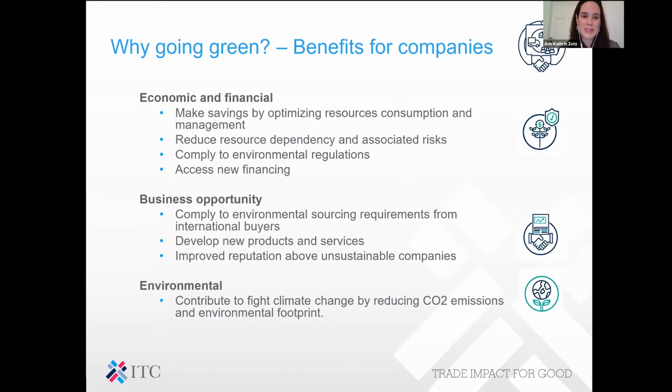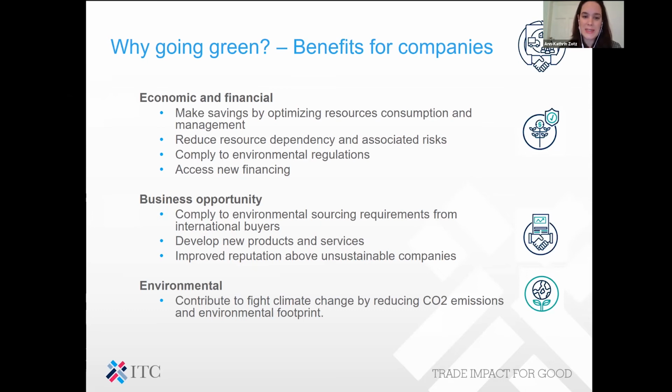Why going green? As I said, we want to really establish the business case for going green, and the benefits lie within 3 different areas. So firstly, of course, savings can be made by optimizing resource consumption and also better managing resources. The resource dependency is being reduced. I mean, in many factories, we have seen a large dependency on, for example, boreholes for water, or an electricity grid which might be failing. And hence, when the resources are better managed, that dependency on perhaps unreliable sources can reduce the associated risks. Then, of course, compliance with environmental regulations can also lower any potential financial impact by avoiding any potential fines. And it can give access to new financing opportunities, especially when we are looking at green financing.